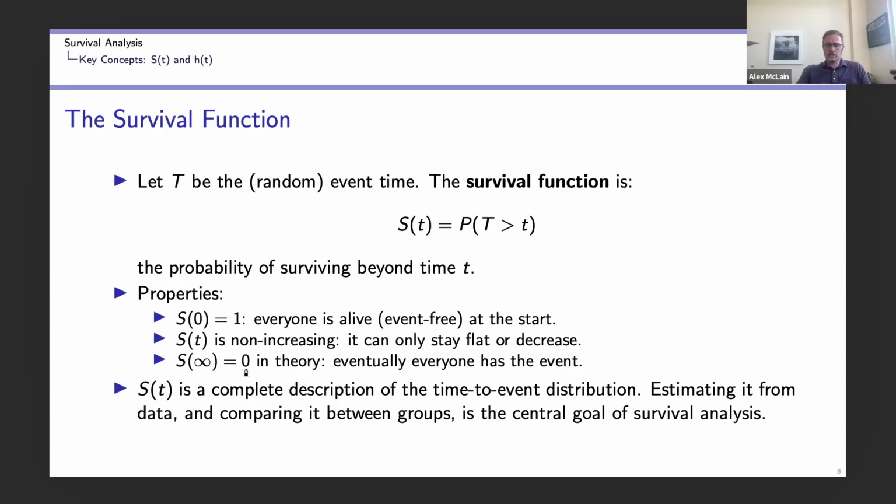S at infinity is equal to 0 in theory. So at some point, everyone is eventually going to die from the event. There are some models that relax this. If your survival event, for example, is death due to skin cancer, you can say, well, some people would never die of skin cancer. So there are some models that relax this, but that's beyond our discussion here.